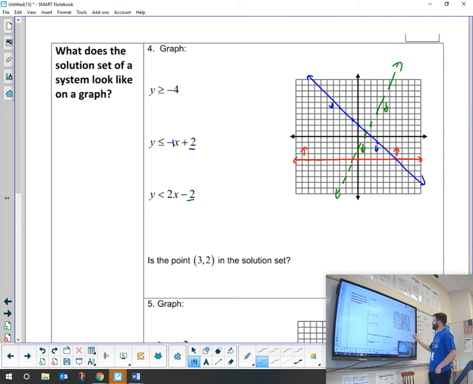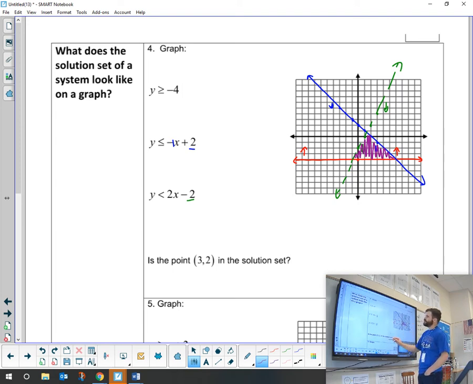Okay, look. If we shade above the red, below the green, and below the blue, we're going to fill in this solution set. Remember, the solution set is where all three come together. So my solution set here is going to be this purple triangle.